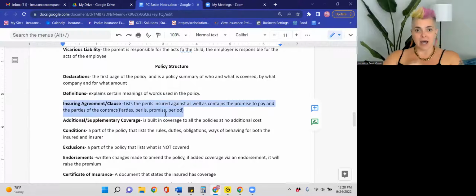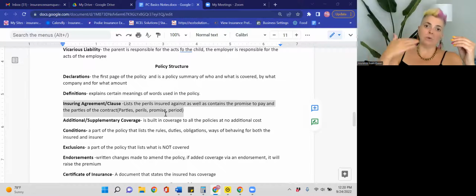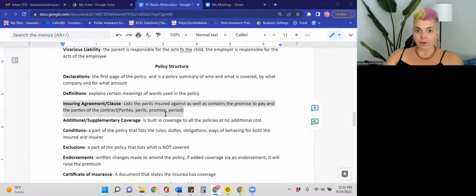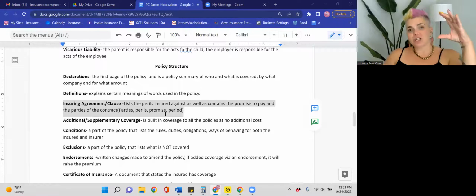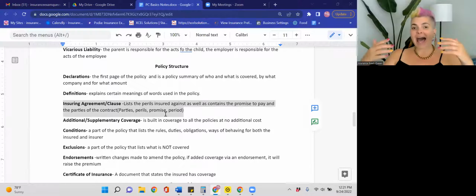The next part of the policy is known as the insuring agreement. The insuring agreement. This is what I would like to say is the essence of the policy. This is what says, if your house burns down, we will rebuild it. If hail breaks your window, we will replace it. If a dog bites your neighbor, we will pay the medical bills. This is the part of the policy that actually describes what is covered. Your declaration will only declare how much money is available, but the insuring agreement is what actually says what's covered if something actually happens.